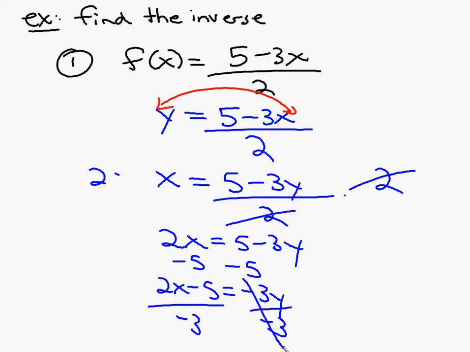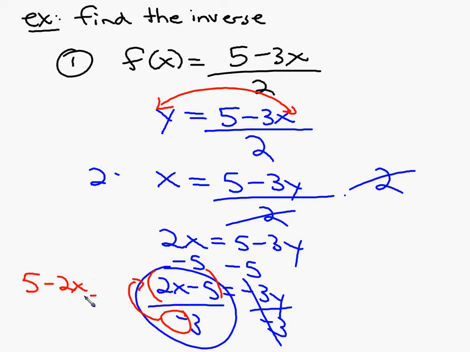And we're done. Now sometimes your book will rewrite this a little differently because of this negative down here. Sometimes they'll bring that negative up to the top. So if they brought this negative up here and distributed it, then you would have (5 minus 2x) over 3. You need to be aware of that. They do that some. So this answer is the inverse, f to the negative 1. That's the inverse function right there. That problem is done.